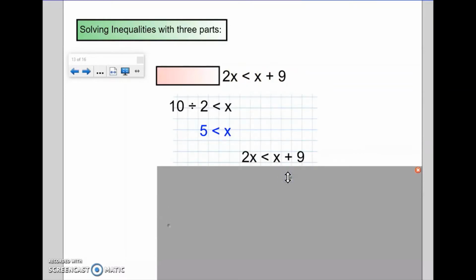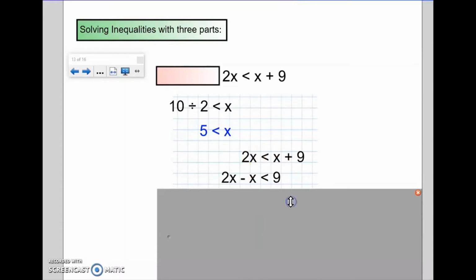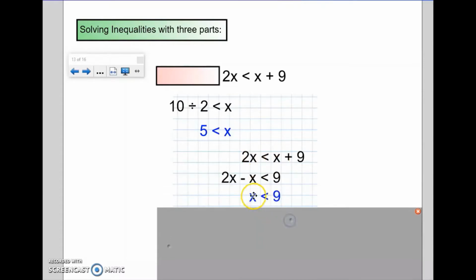So if 2x is less than x plus 9, I'm going to subtract an x from each side, which is going to leave me with x is less than 9. So now we know two things about x. We know x is greater than 5, or we could read that as 5 is less than x. And we also know that x is less than 9.